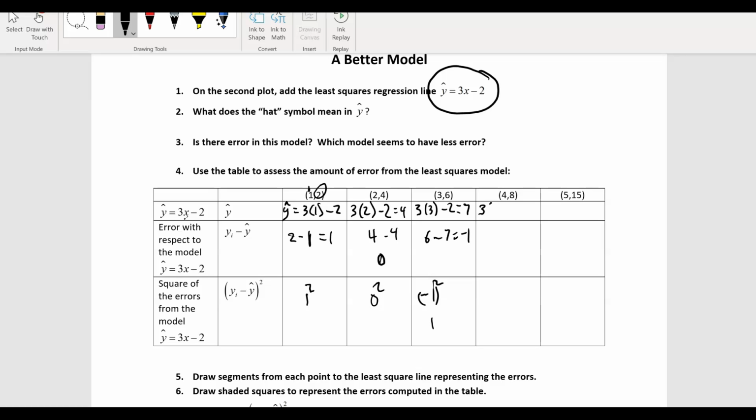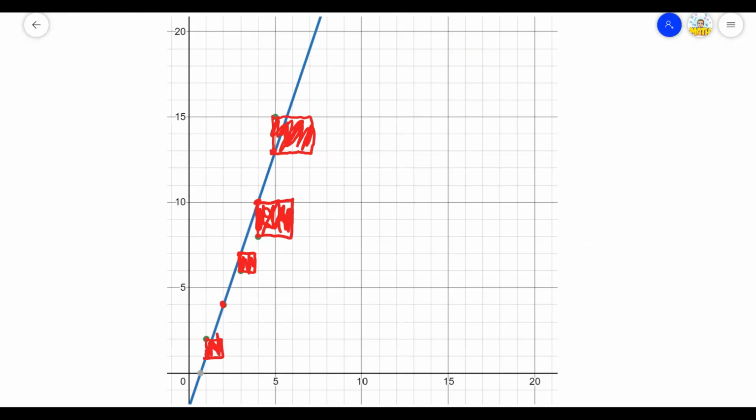3 times 4 minus 2 is 10. 8 minus 10 is negative 2. And then we square the negative 2, which is 4. Okay? And then finally, 3 times 5 minus 2 is 13. And then here we have 15 minus 13, which is 2, and then 2 squared. So all of these values here, we have 1, 0, 1, 4, and 4. You can see them graphically on my whiteboard, right? 4, 4, 1, 0, okay?